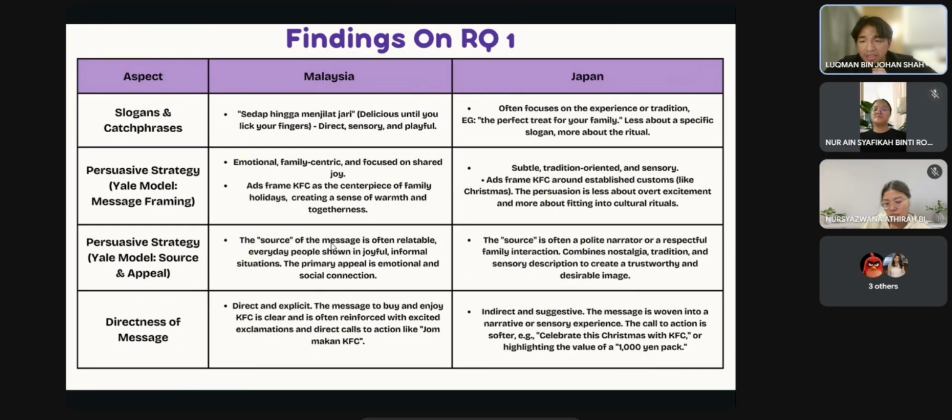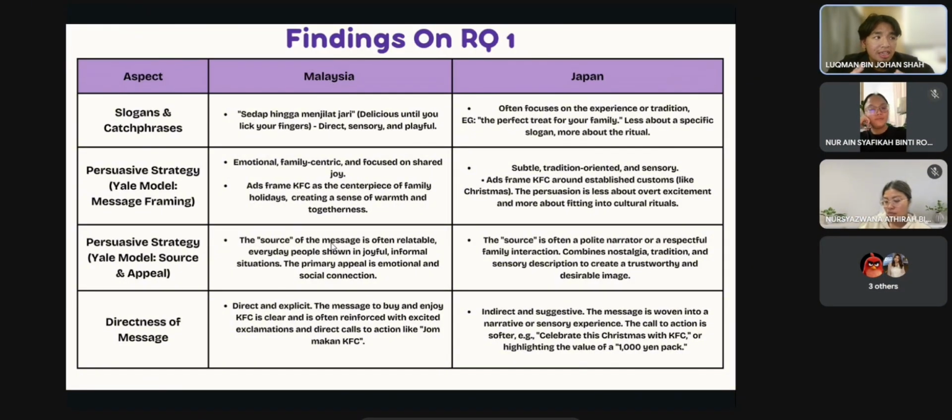For the persuasive strategy of message framing, for the Malaysian ads, we can see they are very emotional, very family-centric, and focused on sharing joy with others, and it puts family joy as the centerpiece. While Japan is more subtle, more tradition-oriented to their culture, and is more established around the customs over there, which is like, for example, Christmas.